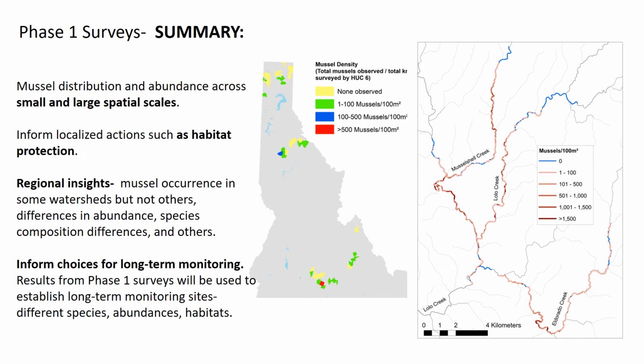So, in summary, Phase 1 surveys provided mussel distribution and abundance across both small and large spatial scales. This kind of information can inform localized actions such as habitat protection, can provide regional insights into mussel occurrence in some watersheds but not others, different abundances, species compositions, and inform choices for long-term mussel monitoring. And that's certainly how we're going to use our Phase 1 surveys to help install some long-term monitoring sites.